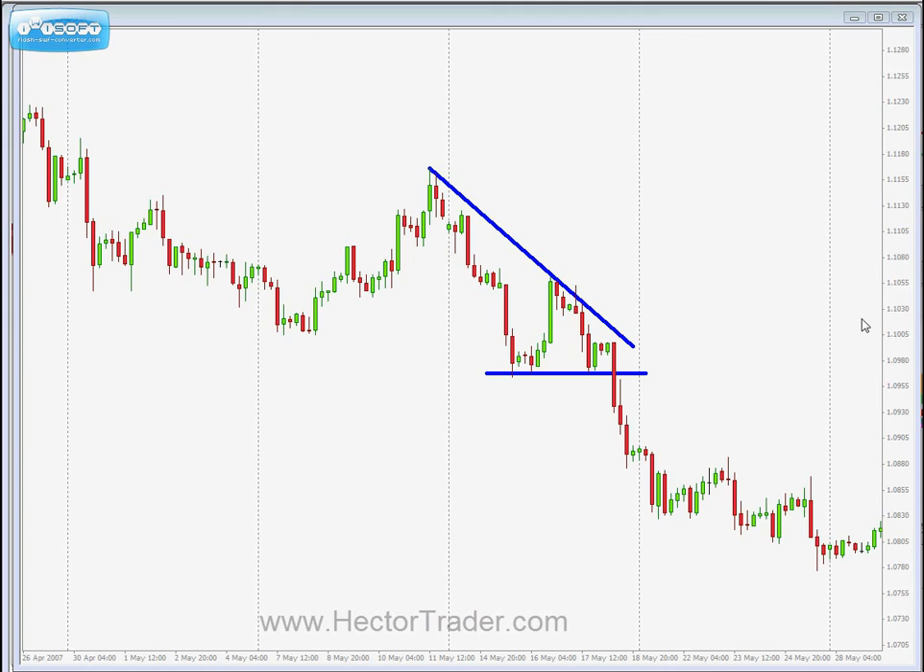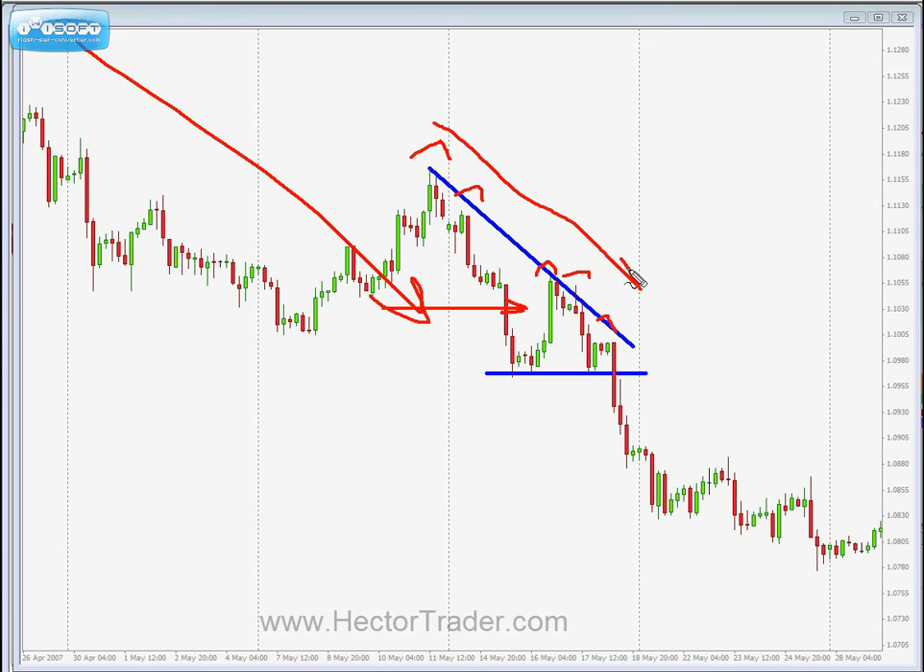In my opinion, flat bottom triangles and flat top triangles are the same thing. I like them better than regular triangles, and I'm gonna explain the reason why this is the case. Basically, if we have a downtrend, a down move into the consolidation area, and we keep making lower highs within the triangle, we are basically building up pressure. The bears are building up pressure onto the bulls at this price level.